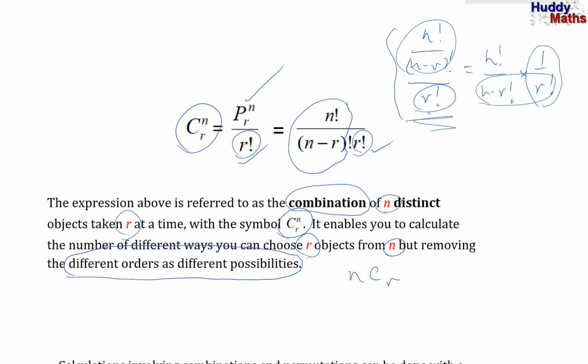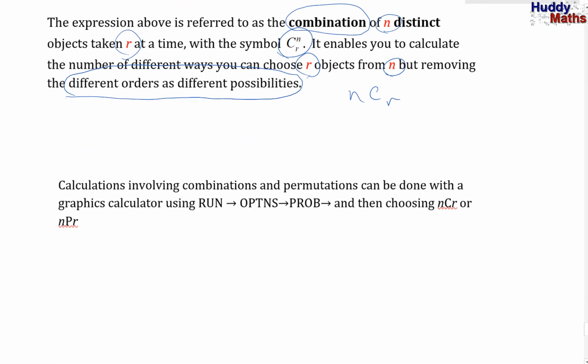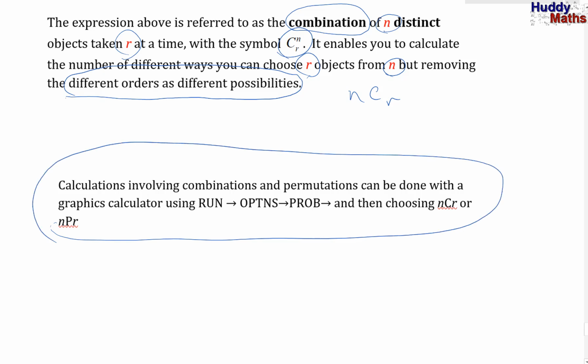How many possibilities would it be? It would be, what, 6 factorial times as many, all the different orders. It'd be a lot bigger number. And here we are, advertising the graphics calculator again. You've got to have one of these, mate. Calculation involving combinations and permutations can be done with a graphics calculator. Run, options, probability, because it involves counting up all the possibilities, and choosing NCR or NPR, or you might want R factorial. That's in that window as well on all the calculators.